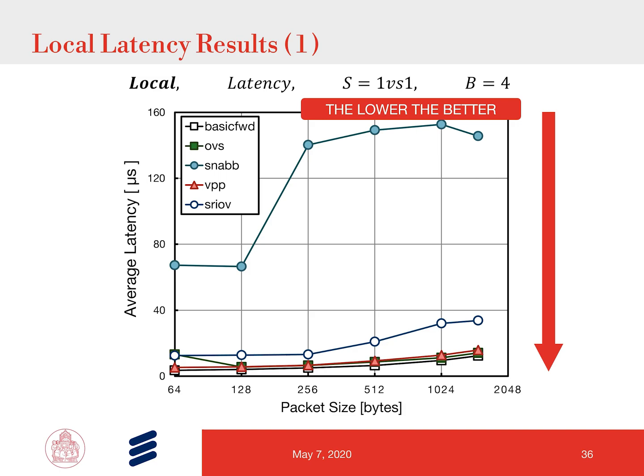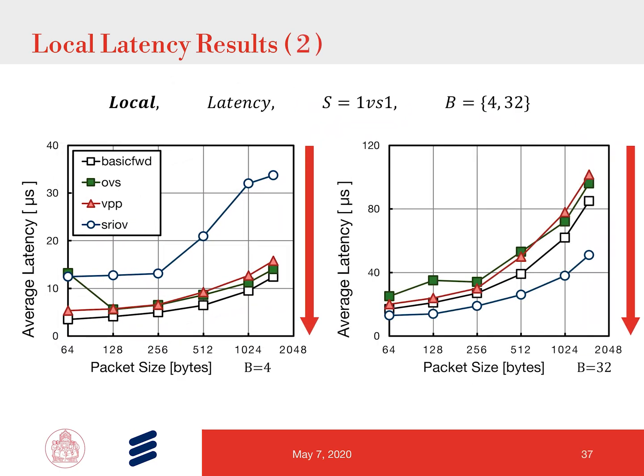In this case, SnapSwitch obtains very poor performance with respect to the other solutions. This explains also partially its poor performance in terms of throughput. To better visualize the differences among the other solutions, from now on we will not show SnapSwitch in our plots. If we remove it, we notice that most software-based solutions perform similarly from this point of view, while SR-IOV performance depends on the burst size.